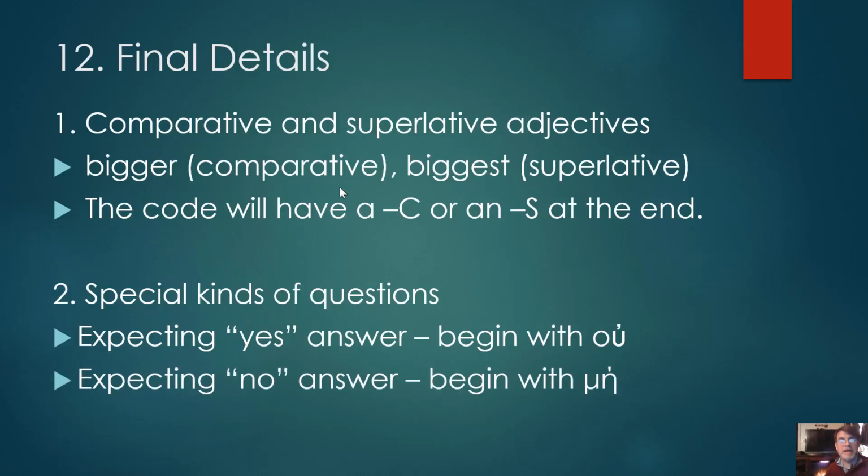But you can also ask a question expecting a no answer. And that is going to begin with the other word for "not," which is me. And so when Paul says, "All aren't apostles, are they?" in 1 Corinthians 12, that question begins with me.